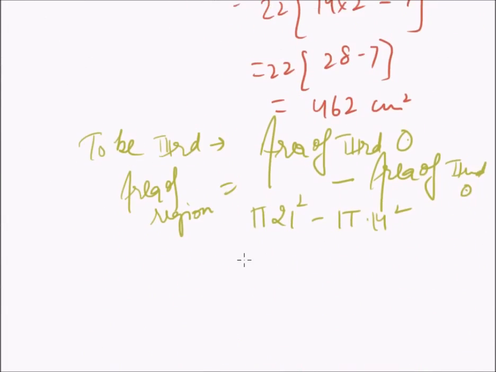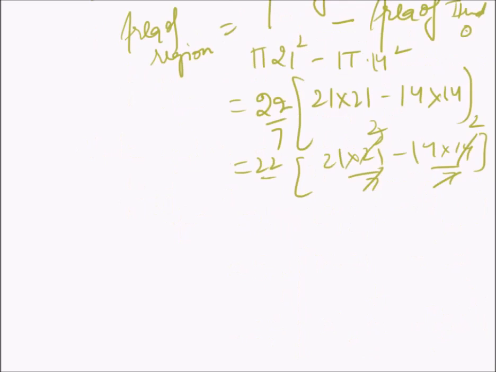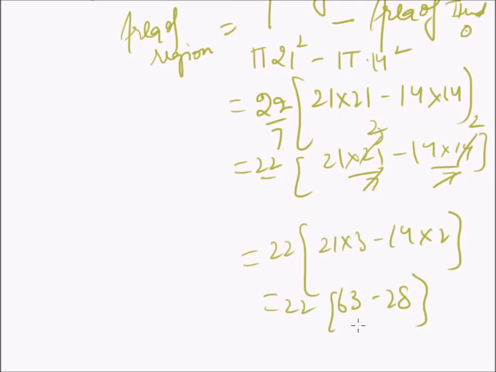So you will see that pi, that is 22 by 7, is common, and we have the internal brackets as this. Bringing 7 inside, 7 cancels 14 and 21, and we have 22 into 21 into 3 minus 14 into 2, that is 22 into 63 minus 28. On simplification, you will see that the calculated result here is 770 centimeter squares.